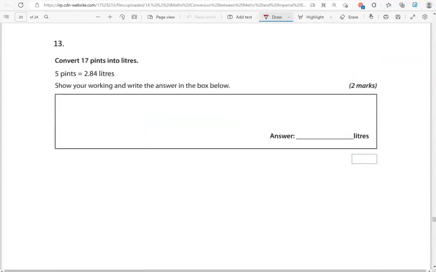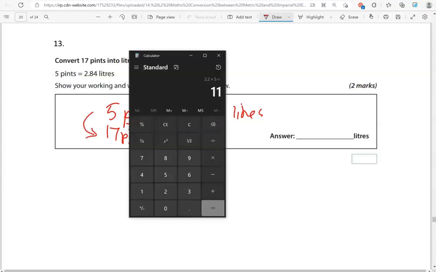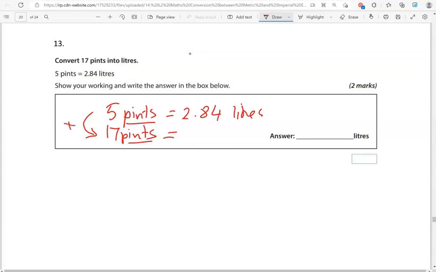Convert 17 pints into litres. 5 pints equal 2.84 litres. So what about 17 pints? So again, pints under pints and litres under litres. What do we multiply 5 by to get 17? So I'll do the inverse. 17 divided by 5, which is 3.4. So 5 times 3.4 gives us 17.